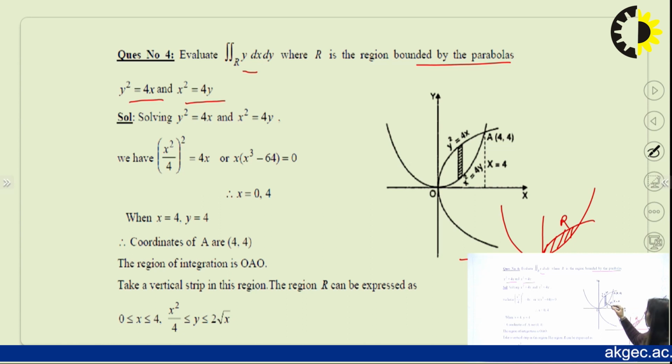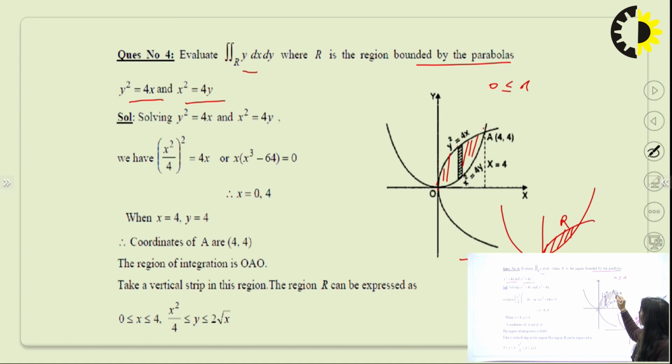Now for this region we have to find the limits of x and the limits of y to find the integration of y over the region R. First we will consider a vertical strip, and now we will move this strip from this point to this point. So here x equals 0 and here x equals 4. So the limit of x is 0 to 4.